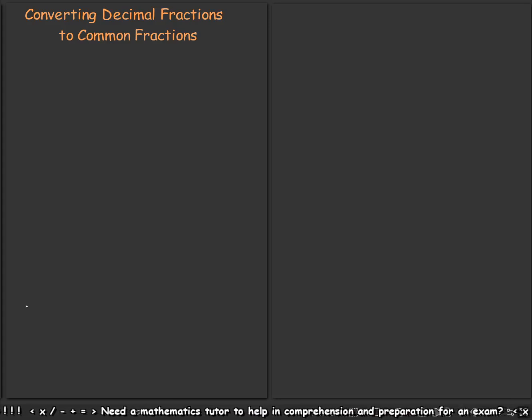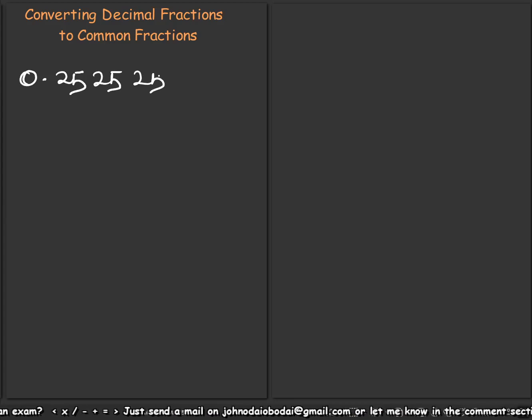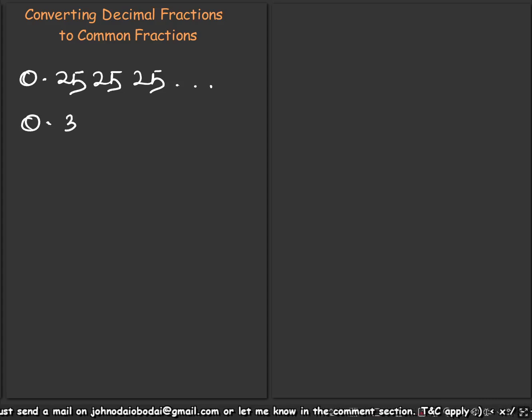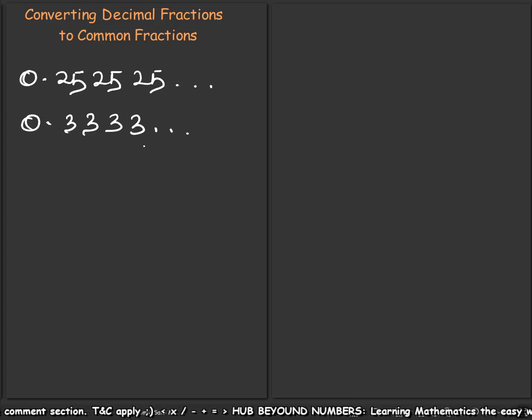In this lesson, we are learning how to convert recurring decimals into common fractions. So without much ado, let's quickly go into it. When we talk of recurring decimals, you have decimals such as 0.252525, and it goes on and on. The same thing repeats. 0.3333, and it repeats again. You get it? When we want to convert these types of decimals into common fractions, we apply a little bit of algebra.